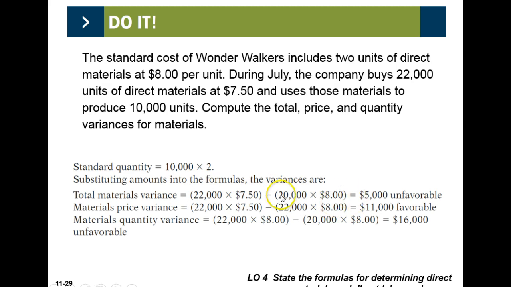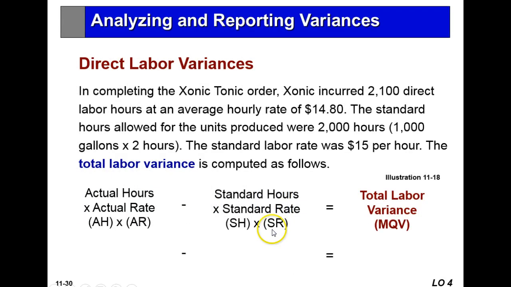minus 20,000 times 8. In the materials variance we're dealing with actual times actual minus standard times standard. In the price we're dealing with actual times actual minus actual times standard. And then the material quantity is actual times standard minus standard times standard. So it's important to know what we use to come up with those variances. Now, we have the same thing with direct labor variances.